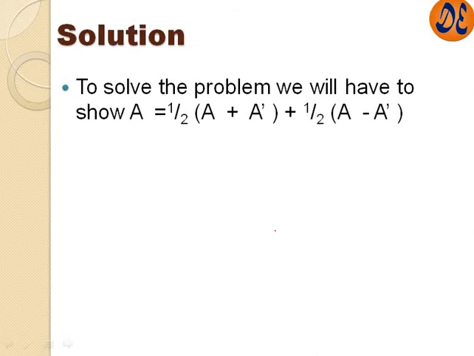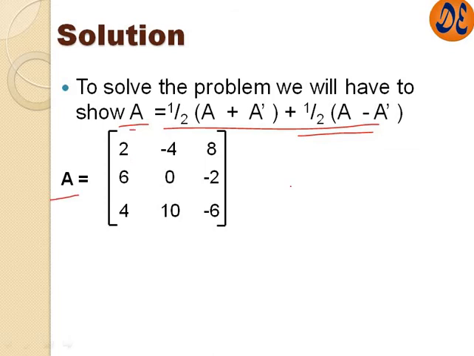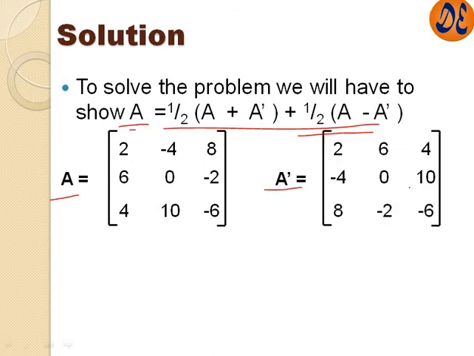So to solve the problem, we will have to show that A is equal to this one, or we will say that if we solve this particular expression, we will get the value of A. So let us do one by one. Since A is this one, the transpose of A we will get this one.